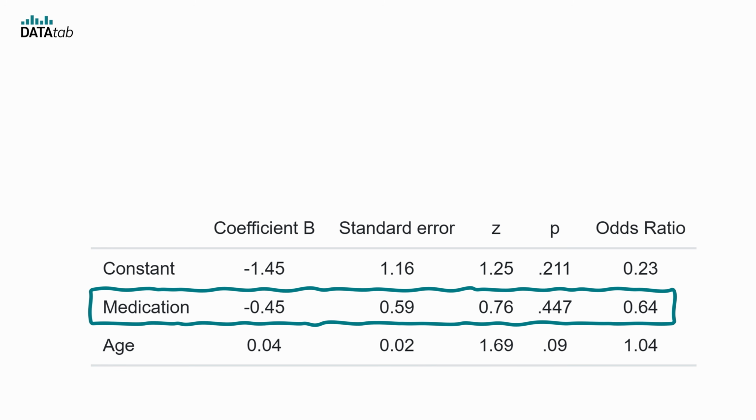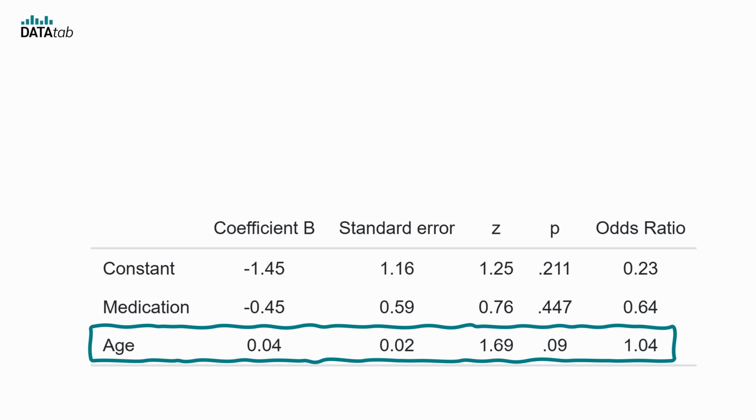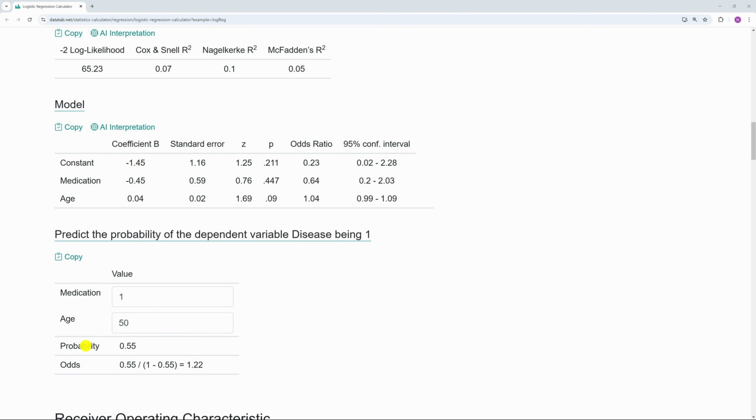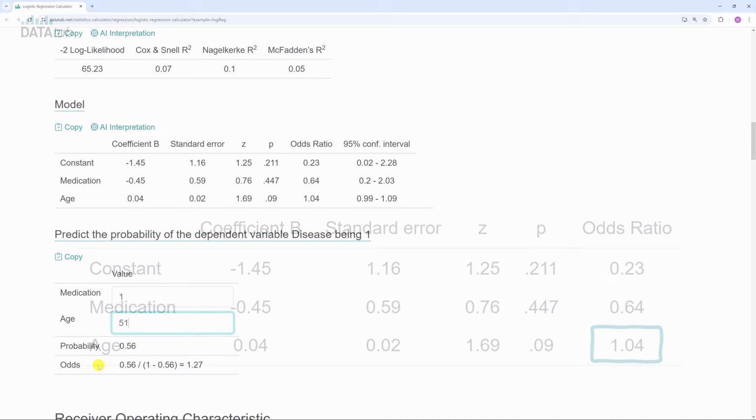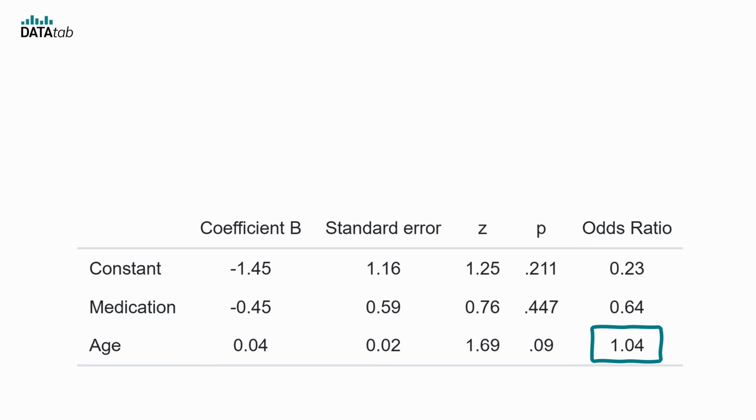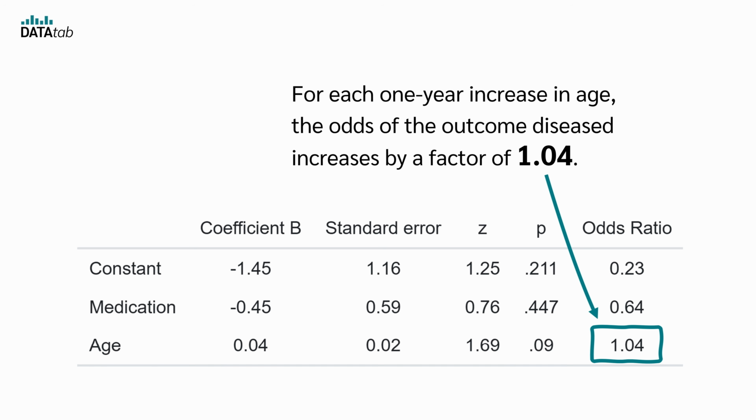Alright, with medication we have two groups to compare. But what about a continuous variable like age? In this case, we simply look at what happens when we increase age by 1 unit. For example, we might compare the odds of the outcome for someone aged 50 versus someone aged 51. This allows us to calculate the odds ratio by comparing the two odds. In this case, we get an odds ratio of 1.04. So for each 1 year increase in age, the odds of the outcome diseased increase by a factor of 1.04.